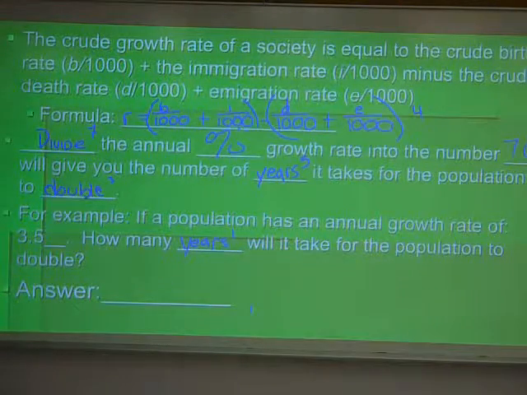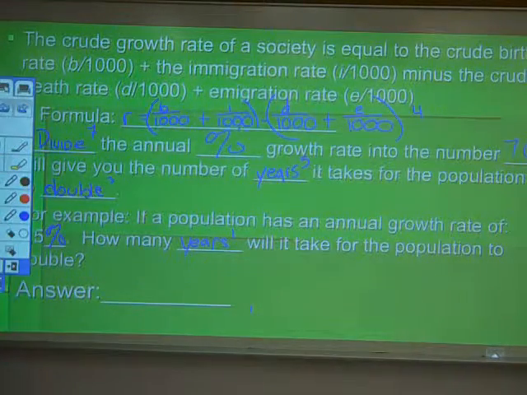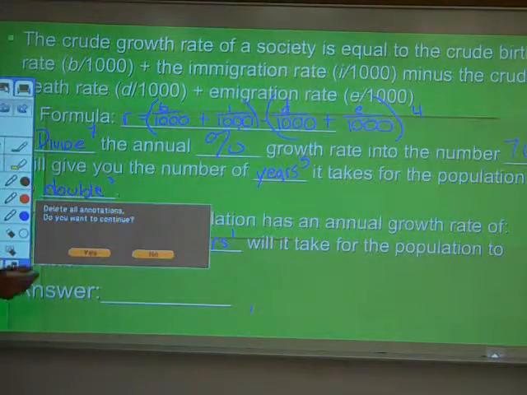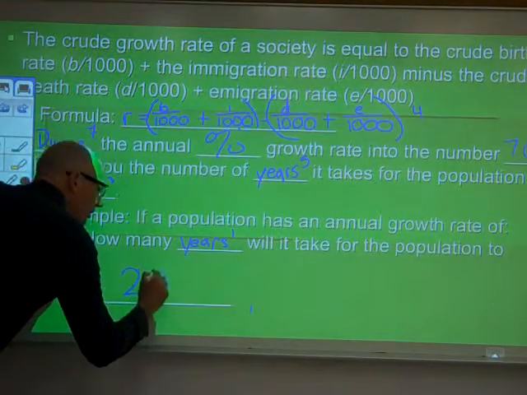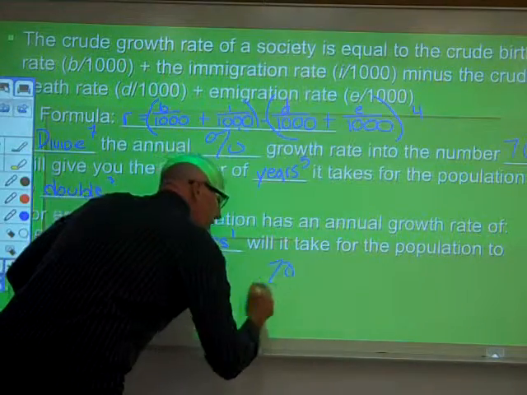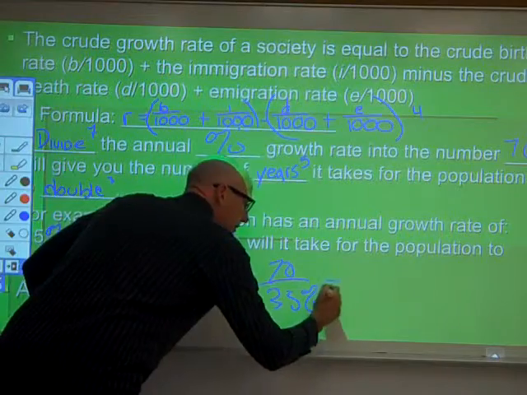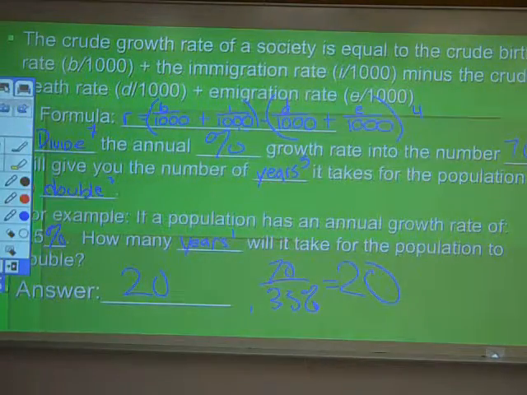In this case, if we've got a population growth rate, for example, of 3.5%. How many years is it going to take for that population to double? Anybody guess? 20. Very good, 20 years. Rule of 70 divided by 3.5. Got to make sure that's a percent. That equals 20. 70 divided by 3.5 equals 20.